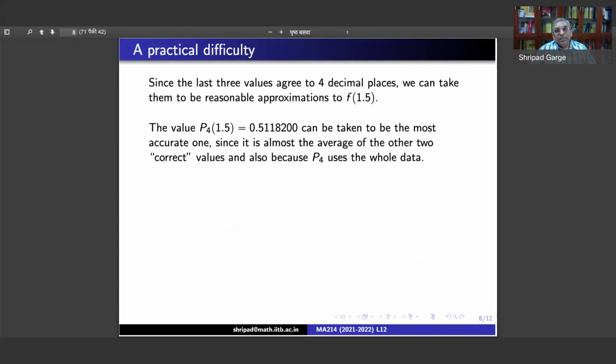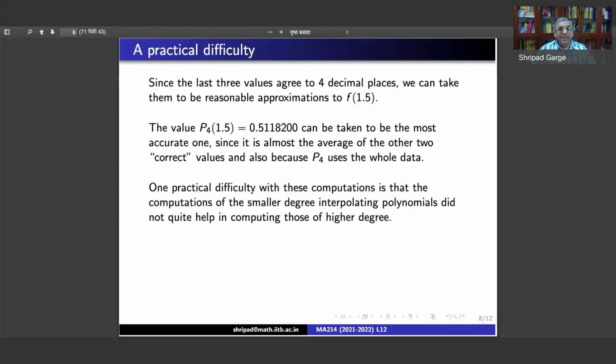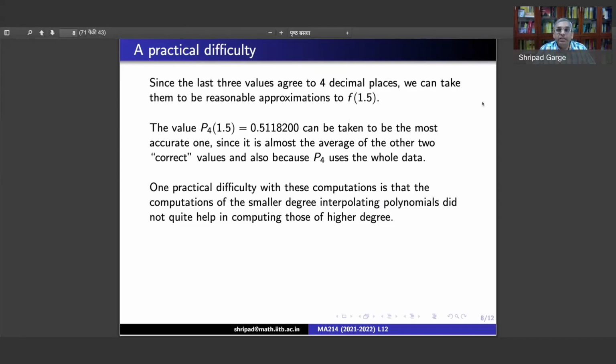But to find this, we had to go all the way up to P4, right? And one practical difficulty with this, so we have been giving the slide titles practical difficulty, but this is the first time we are explicitly pointing it out, is that the computation of the smaller degree polynomials did not seem to help the computation of the higher degree polynomials. When we ultimately wanted to do the P4 computation, we had to start from scratch. We had to compute the Lagrange polynomials, and then we could go and compute the polynomial P4. That is what we had to do.